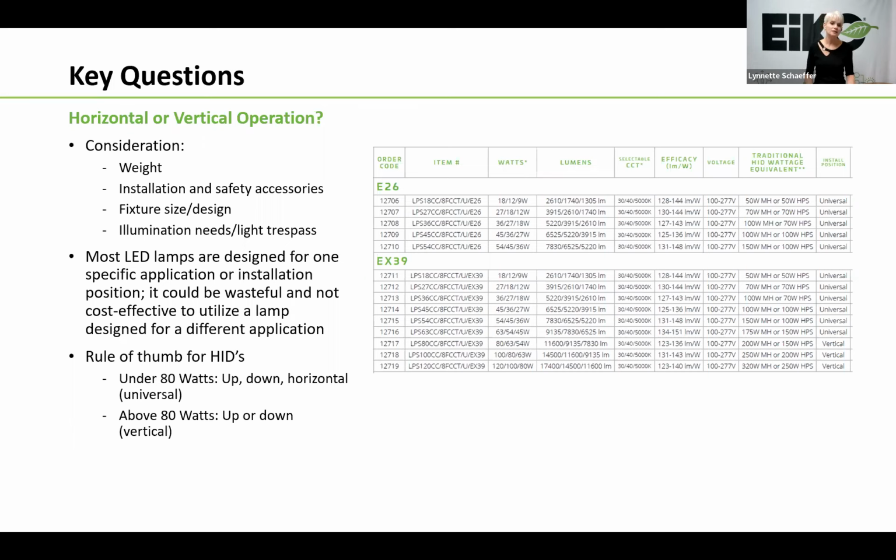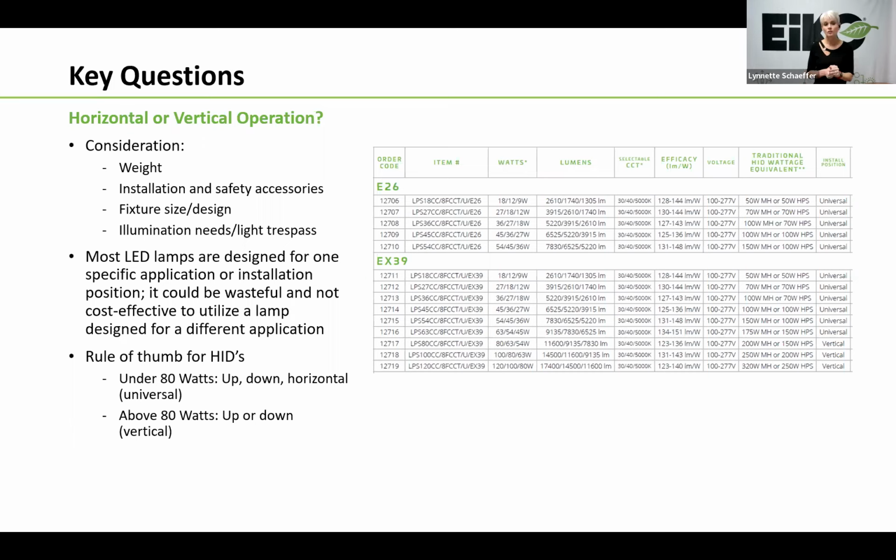So although you may say that LED lamps can be installed in any configuration, I tend to say no, they really can't, because it's really important to consider the weight of the lamp. Some of these HID LED replacements are very heavy. And you can imagine if you put them horizontally, they could start to bend and bow, and you don't want that to happen. You also have to think about installation and safety accessories and fixture size and design.